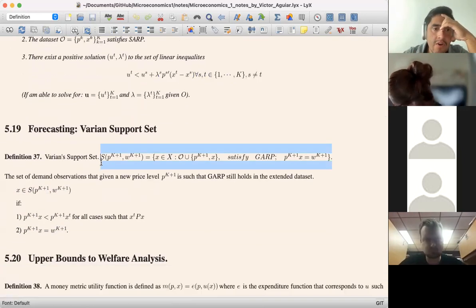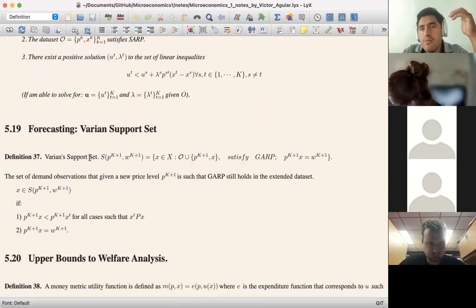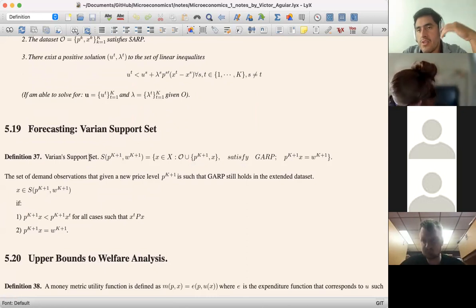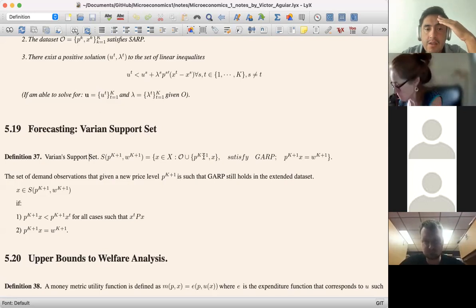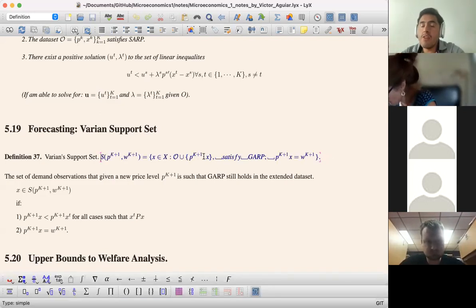Now, forecasting. So what do you do besides testing? You have a data set, and this data set will be rational or not, right? And now the Afriat supporting set is essentially a way to be able to do something that's called forecasting. So what is forecasting? Forecasting means that you have a data set, and now you have a new price and a new, of course, income. Then at this new budget, what would be the new possible demand?